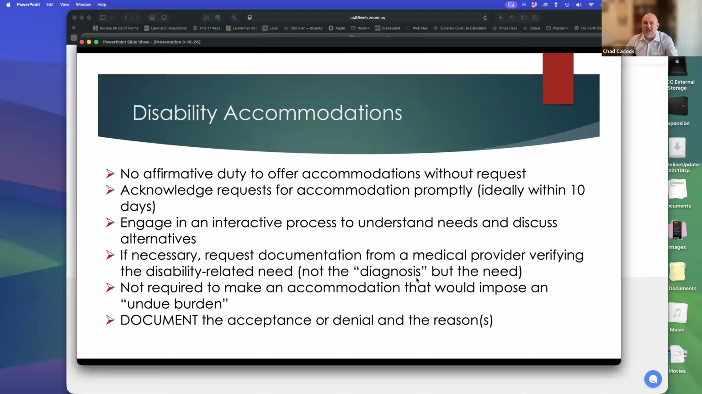But generally, in terms of how much documentation they have to give me, the basic answer is that they don't have to give you documentation of what their diagnosis is, what the disability is, but rather that there is a need for an accommodation that is the result of their disability, whatever that disability might be. As the landlord responding to a request, you're not required to make any accommodation that imposes an undue burden.